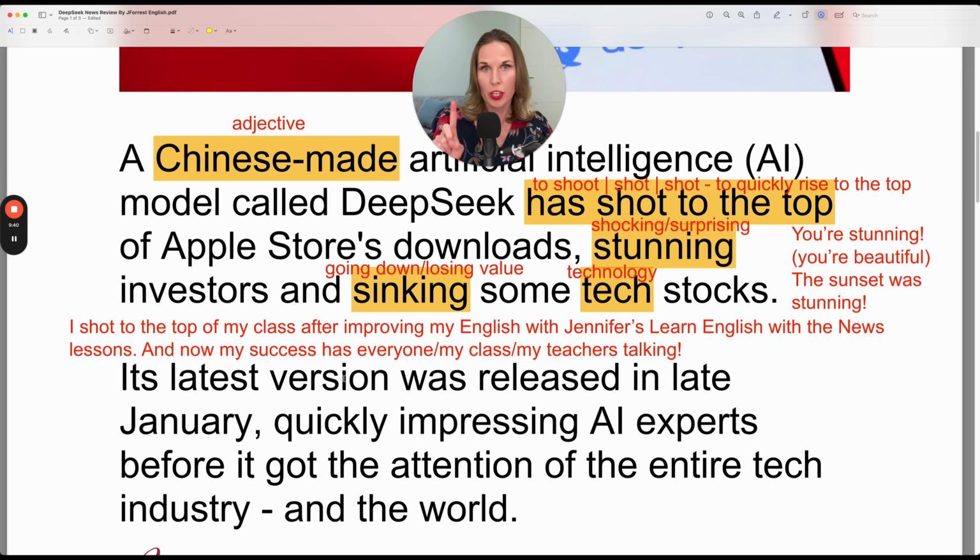Its latest version, of course, this means the latest version of DeepSeek, the AI app. Its latest version was released in late January. Now notice here, the preposition is in January. And then late meaning the last week, the last few days of. But if you had a specific day, I don't know when it was, but let's say January 23rd, because that would be late January, what preposition would you use? Of course, you would use on. So in January, not specific, but then when you add the specific date, on January 23rd.